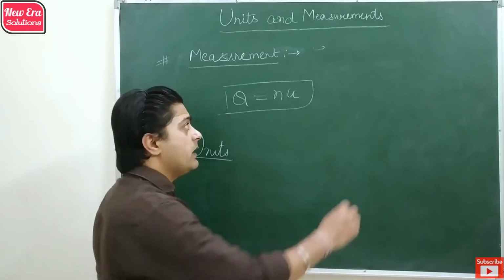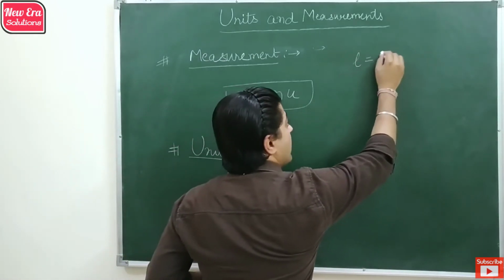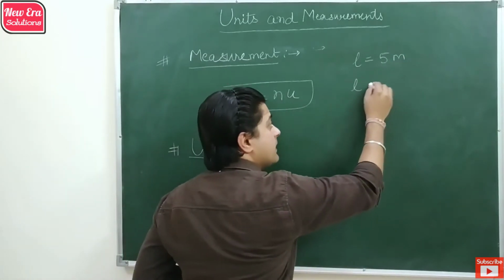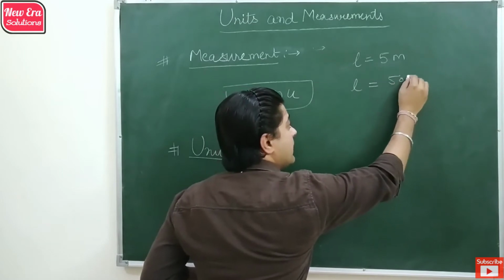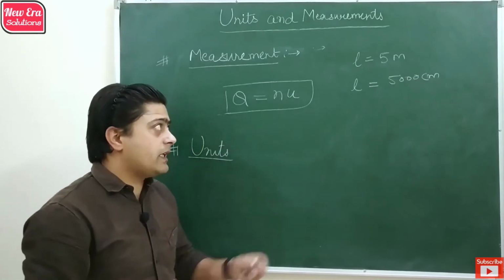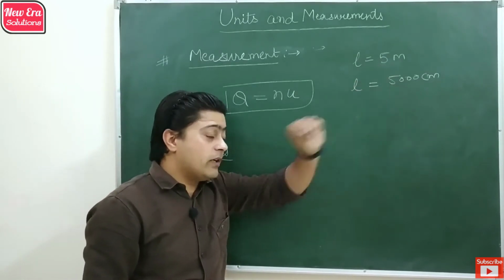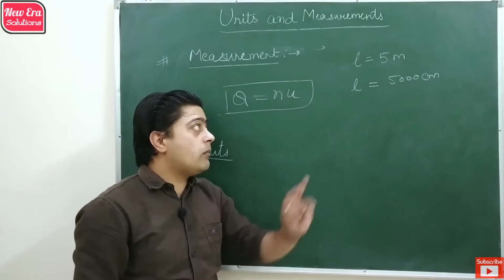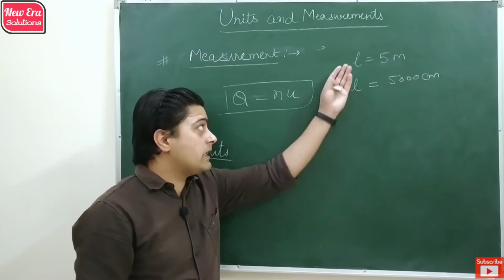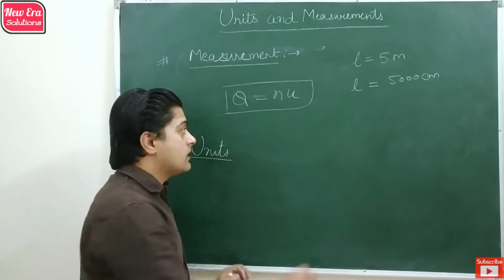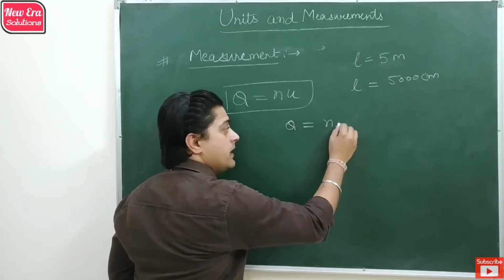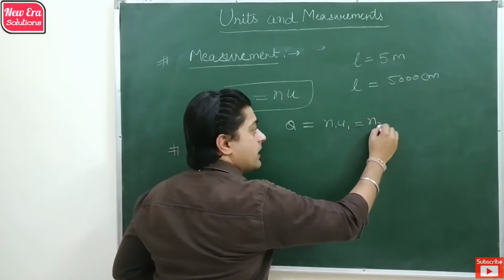For example, if a length is 5 meter, then we can express that same length in centimeter and it becomes 500 centimeter. So in both cases the numerical value changes, from 5 to 500, and the unit changes from meter to centimeter, but that particular physical quantity is the same, it does not change. Then we can say the measurement of any physical quantity remains constant.